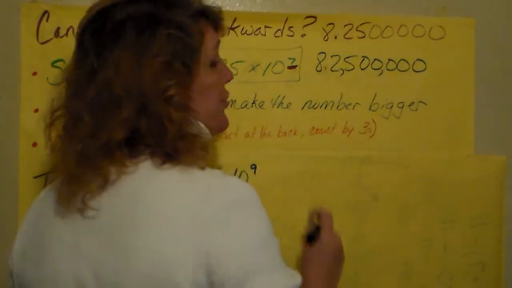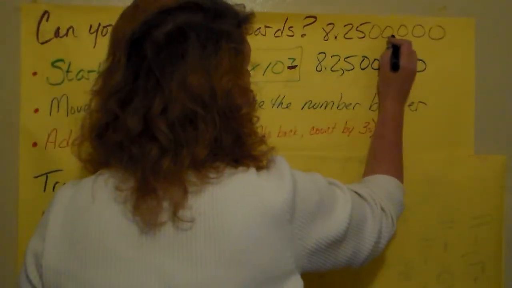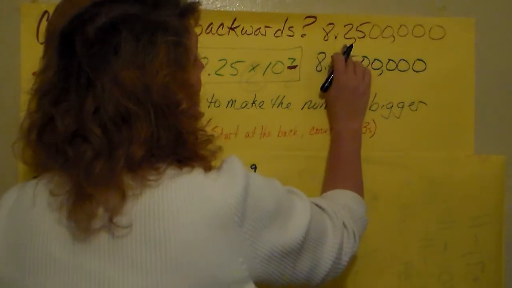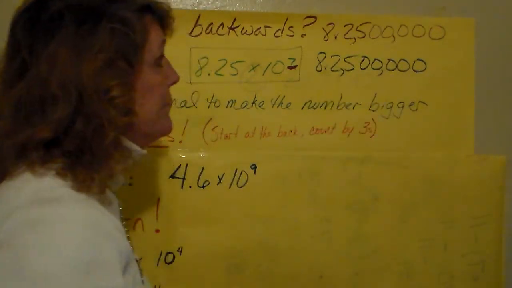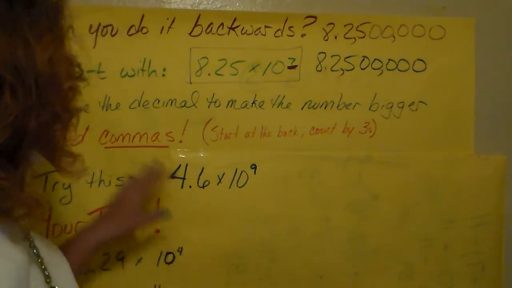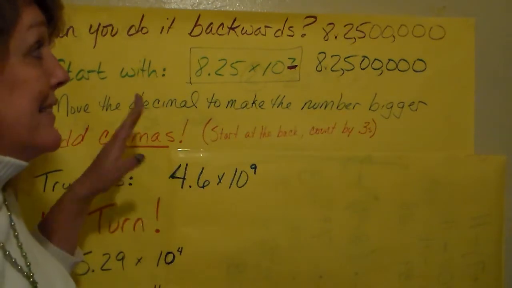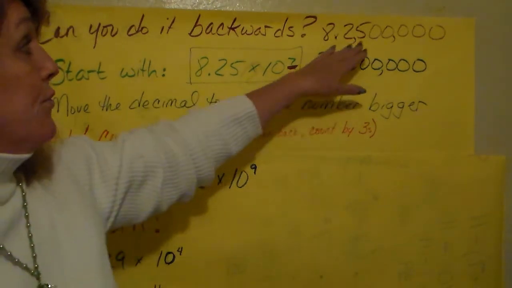Now we're going to get rid of that because you're using a pencil and you can erase. And now we're going to put in our commas. 1, 2, 3, 1, 2, 3. 82,500,000 is our answer. Okay? You're going to move the decimal to make the number bigger, and you're going to add commas, and that's it. It's now in standard form.